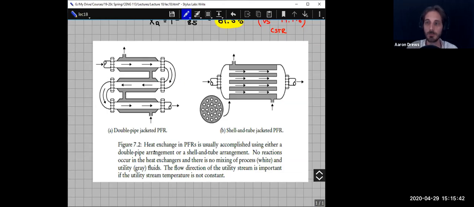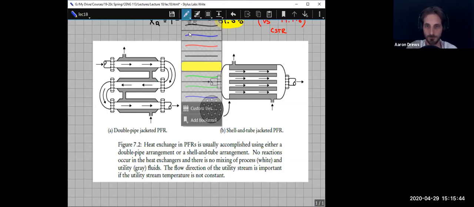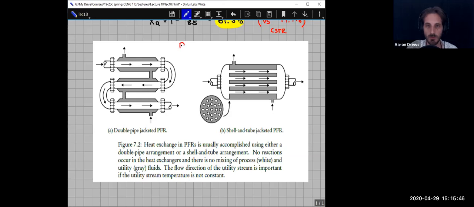So, PFR heat exchangers. We had kind of left that delta Q term alone a minute ago. We're going to come back to it now. But first, I want you to have a visual of what a heat exchanger looks like for a PFR.